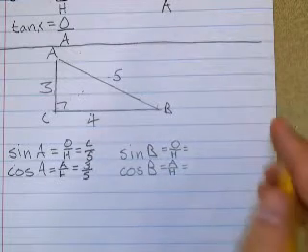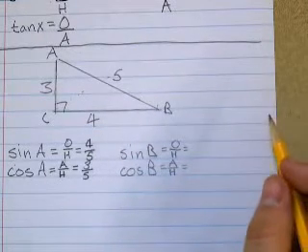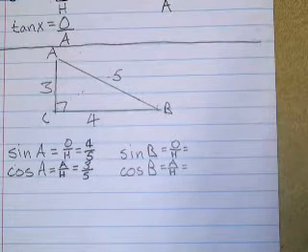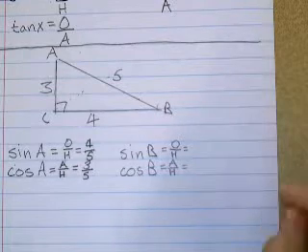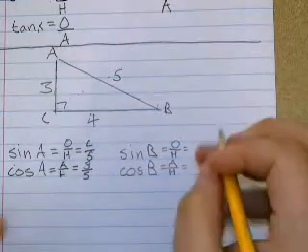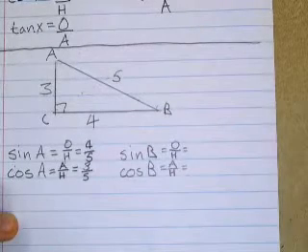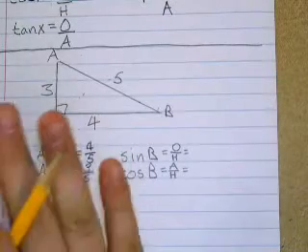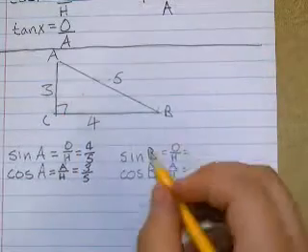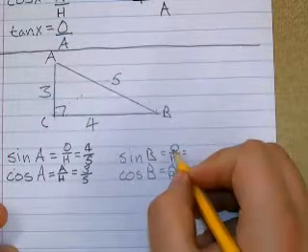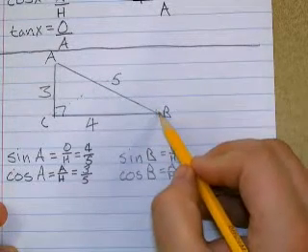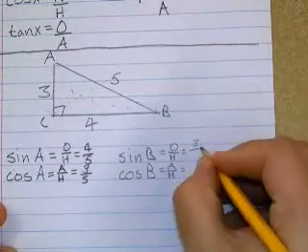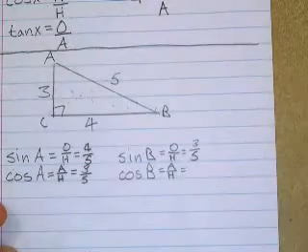Alright, I see some pencils dropping. That's a good question. So let's do it. The question was what's adjacent from B? I guess what he's questioning is whether adjacent is the same for B as it is for A. Let's look. Let's do sine first. The opposite of angle B. Well, we go to angle B. What's the opposite side of B? It's 3, because 3 is across from it. What's the hypotenuse? 5. Alright.